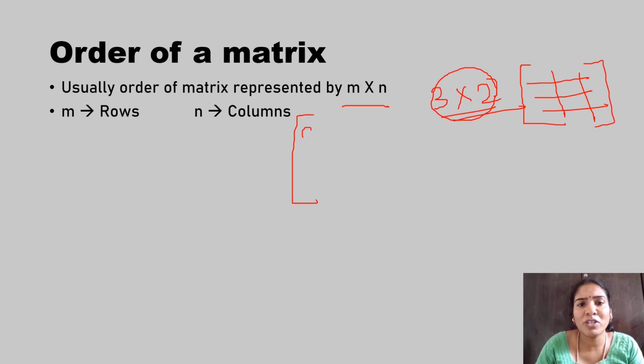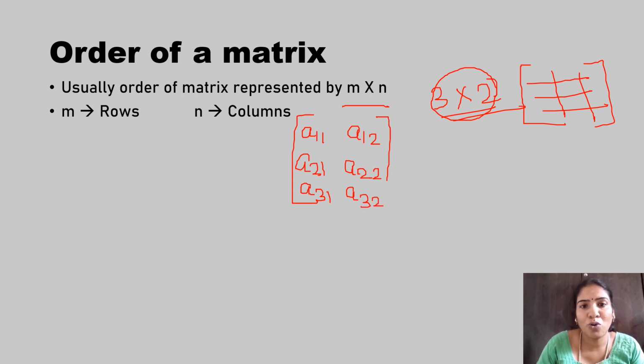So 3 rows means what? A11 and A12. But the column is 2, right? So it should not go beyond this. And then the second row, A21 and A22. And here A31 and A32. So this is how the rows and columns are going to get represented for this matrix.